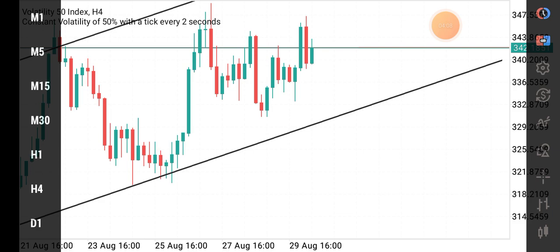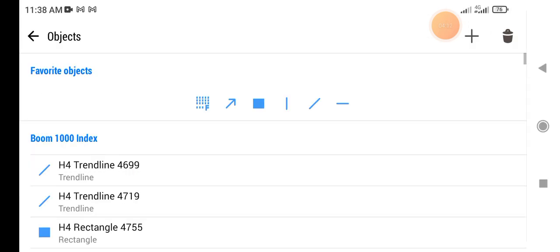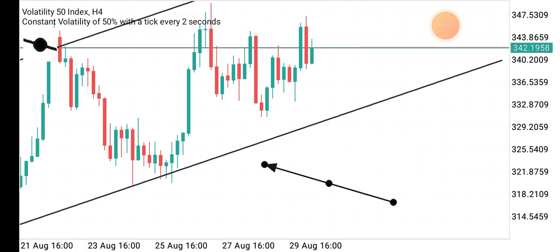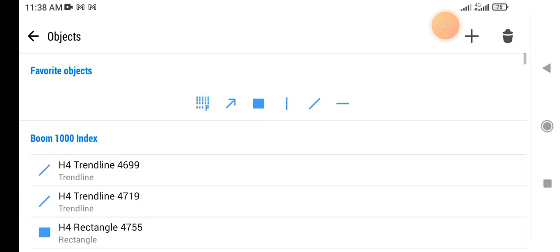You can see on this 4 hourly time frame, let's just look at this. The market bought impulsively, very nicely to the upside. Then later it started creating lower highs and lower lows, and then there was a breakout and there was a retest. All right, so let me use a trend line to show you what I'm talking about.